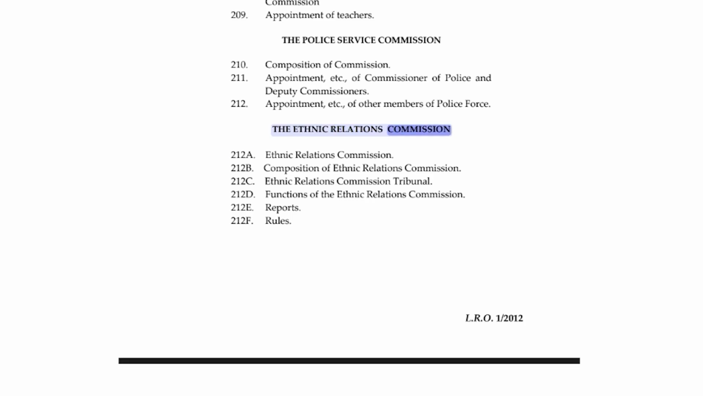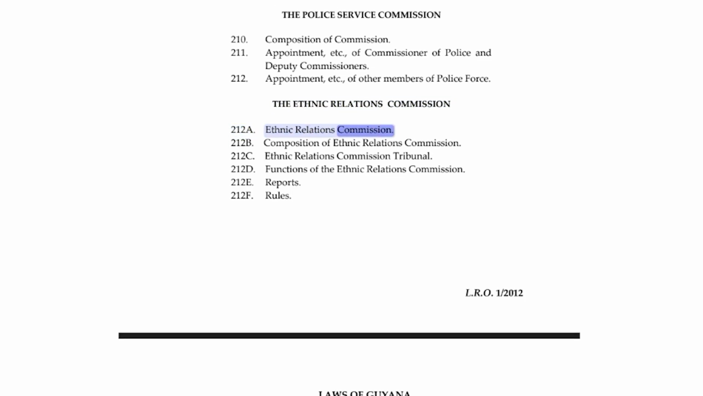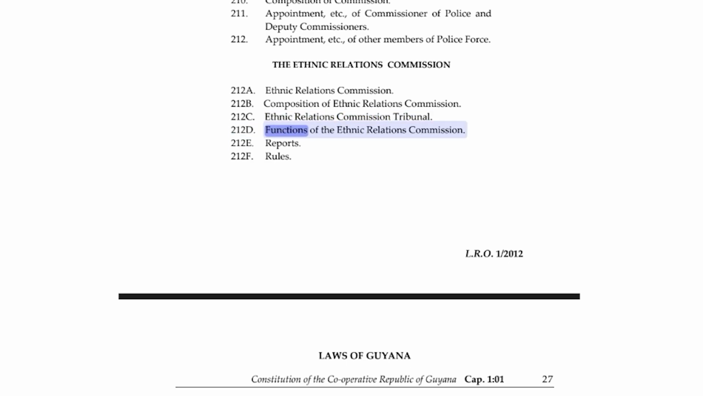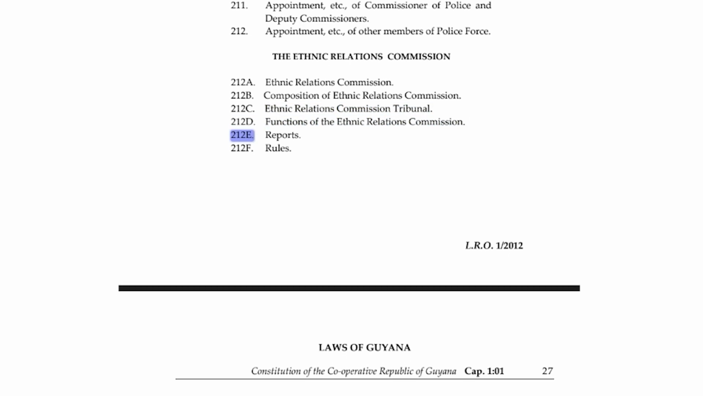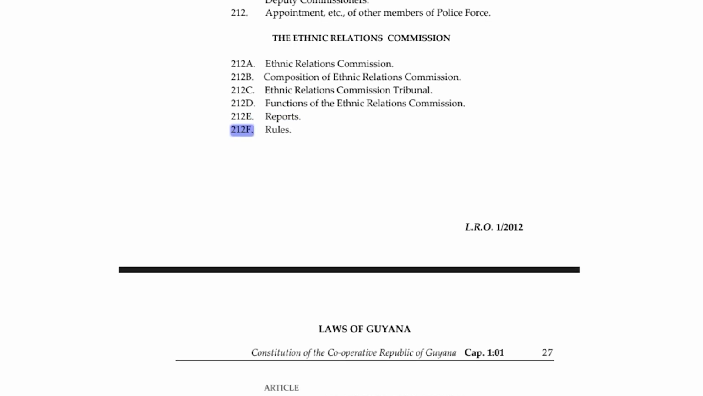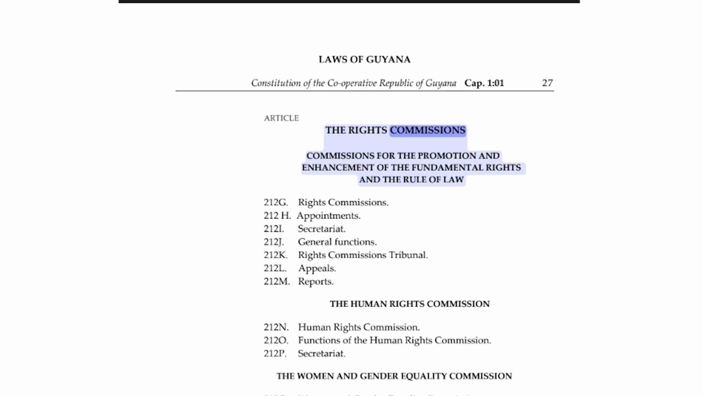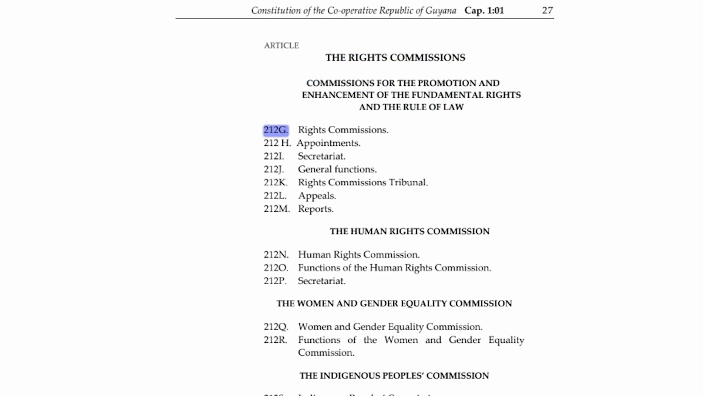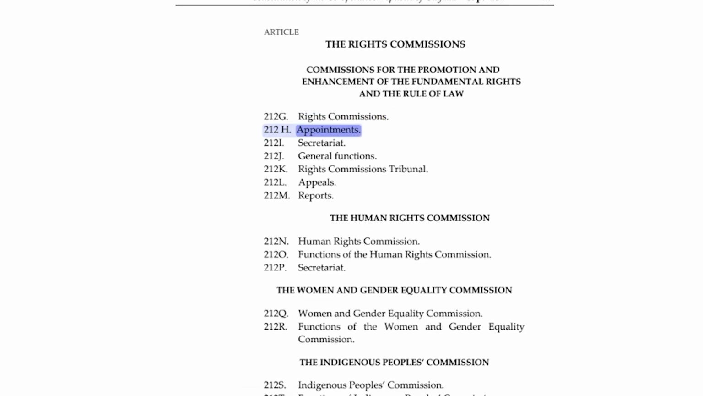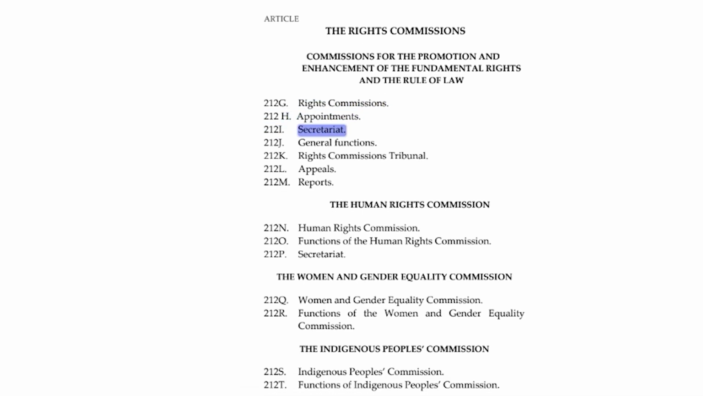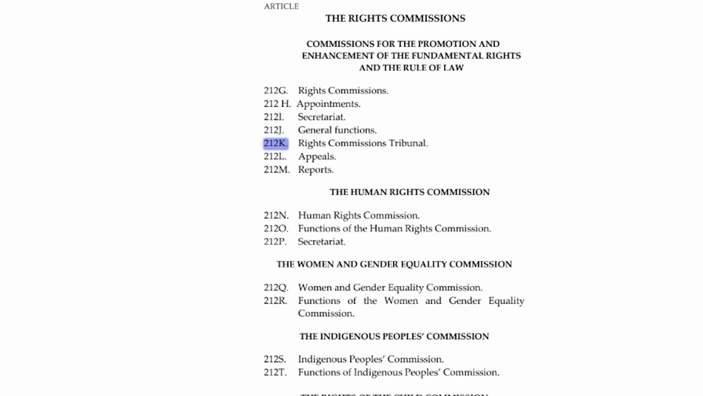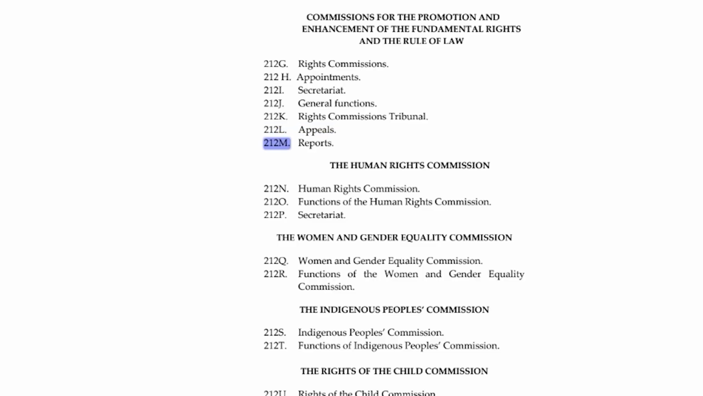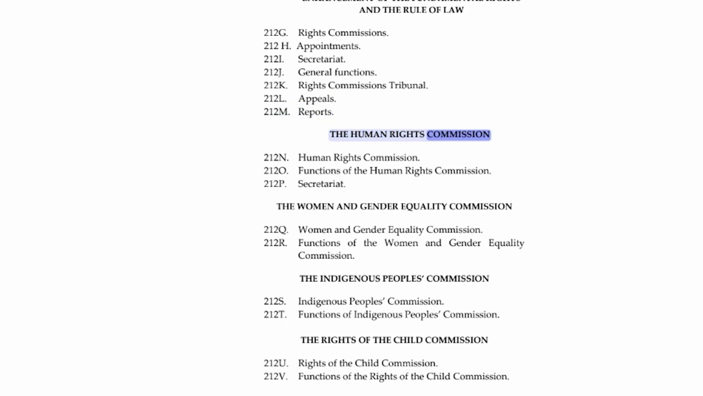The Ethnic Relations Commission. 212A. Ethnic Relations Commission. 212C. Ethnic Relations Commission Tribunal. 212D. Functions of the Ethnic Relations Commission. 212E. Reports. 212F. Rules. The Rights Commissions for the promotion and enhancement of the fundamental rights and the rule of law. 212G. Rights Commissions. 212H. Appointments. 212I. Secretariat. 212J. General Functions. 212K. Rights Commissions Tribunal. 212L. Appeals. 212M. Reports.